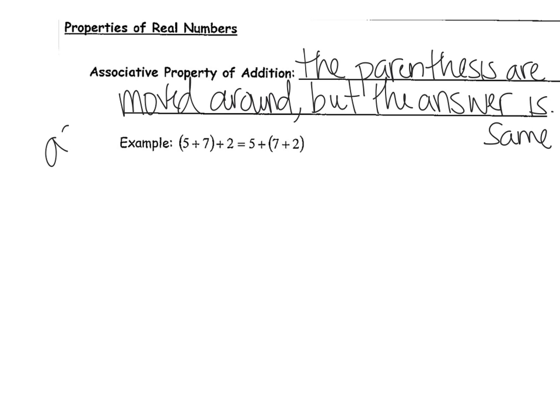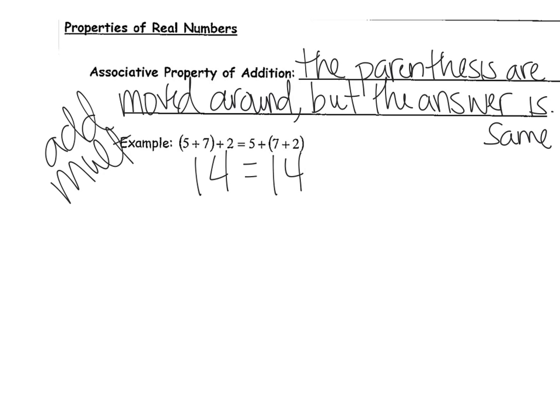Associative property can be used for addition and for multiplication. So I'll put add and mult, because those are the two operations that I can use the associative property with. There's an example. No matter how I work out this problem, 14 is going to equal 14, right? And it also works for multiplying. You just put your parentheses around different numbers, but you get the same answer. Associative property.